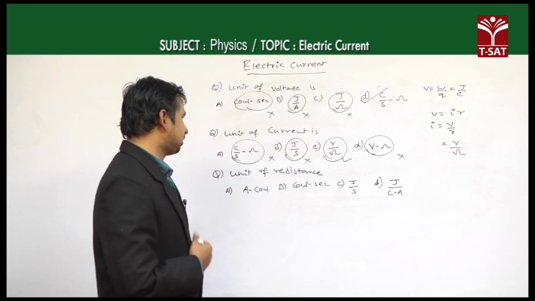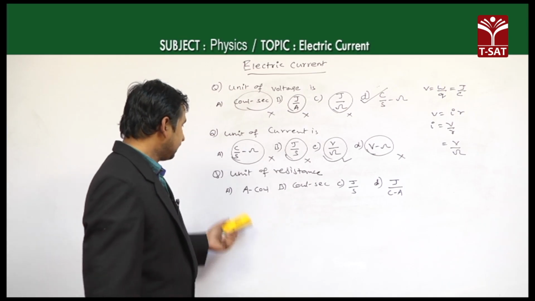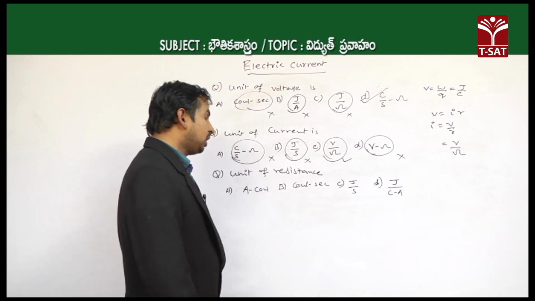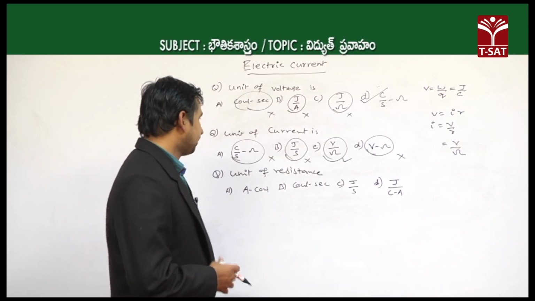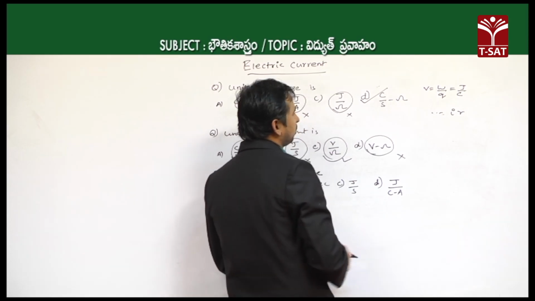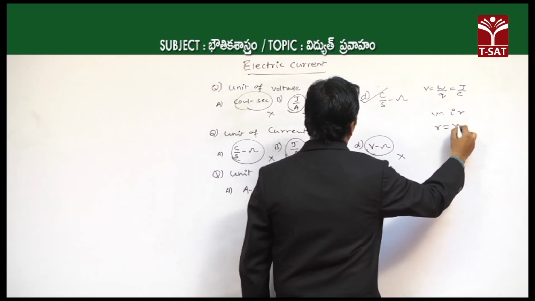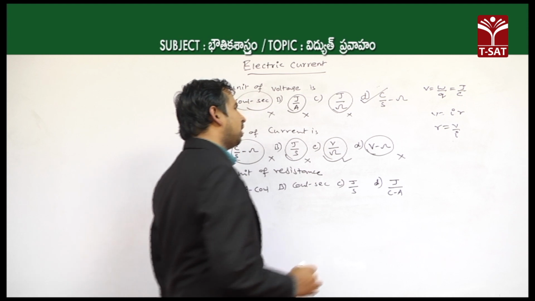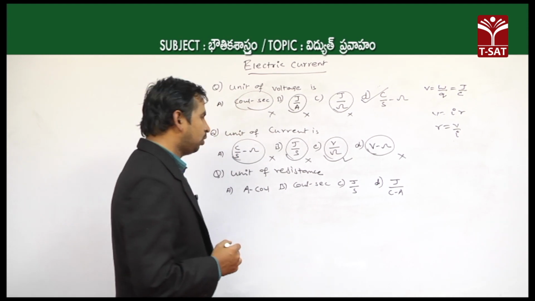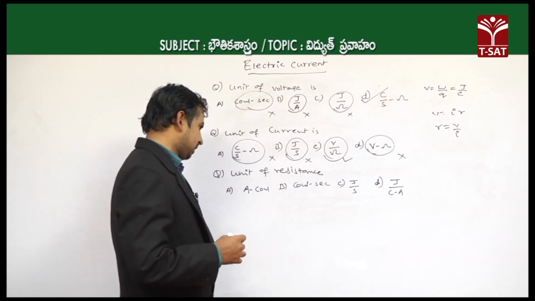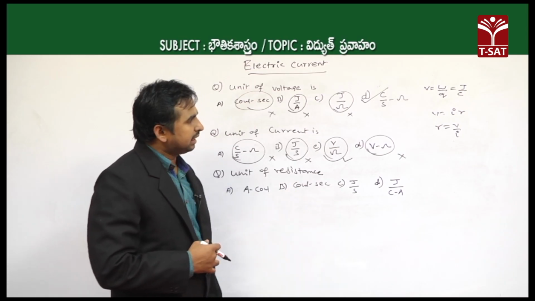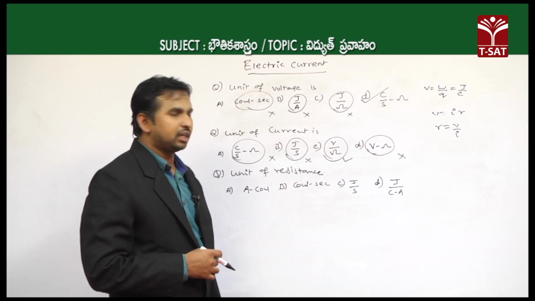Now come to the third case, the unit of resistance. The options given are ampere coulomb, coulomb second, joule per second, and joule per coulomb ampere. Again, for resistance, as V = IR, from this you can write R = V/I, where V is the voltage and I is the current. In any of these cases no voltage is given directly, so we cannot write the equation R in terms of V and I.